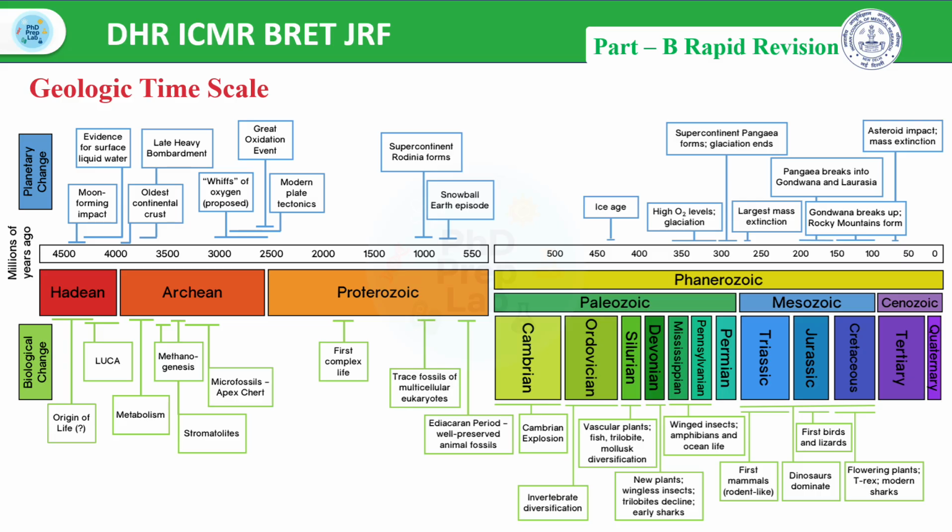Under these eons, we have eras. So under eons come eras. You can see Paleozoic, Mesozoic, Cenozoic. These are the three eras into which the Phanerozoic eon is divided. Paleozoic is the age of ancient life, Mesozoic is the age of reptiles or dinosaurs, and Cenozoic is the age of mammals.